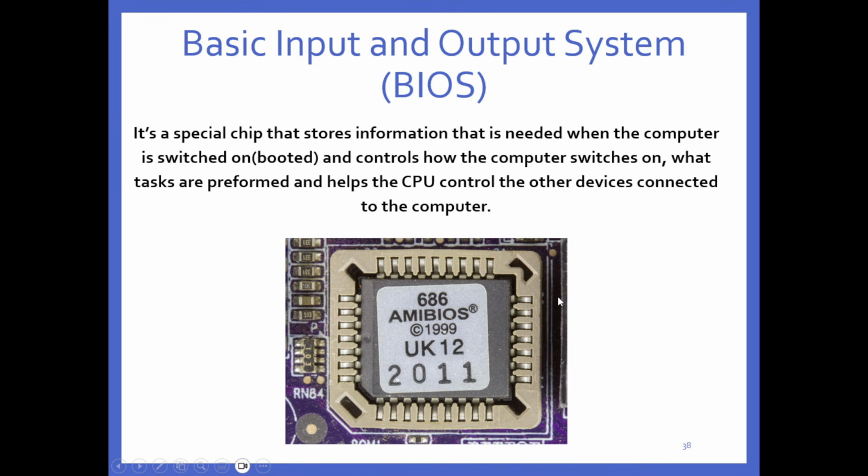We also have our basic input and output system. This is also another special chip. This one, very importantly, stores information that's needed when the computer is switched on and controls how the computer switches on and what tasks are performed, and it helps the CPU control the other devices connected to the computer. So the BIOS is where we can say the PC must look to this particular hard drive, maybe the second hard drive and not the first hard drive. When it comes to the operating system, it will indicate what happens when the PC is switched on. So very important chip there as well.